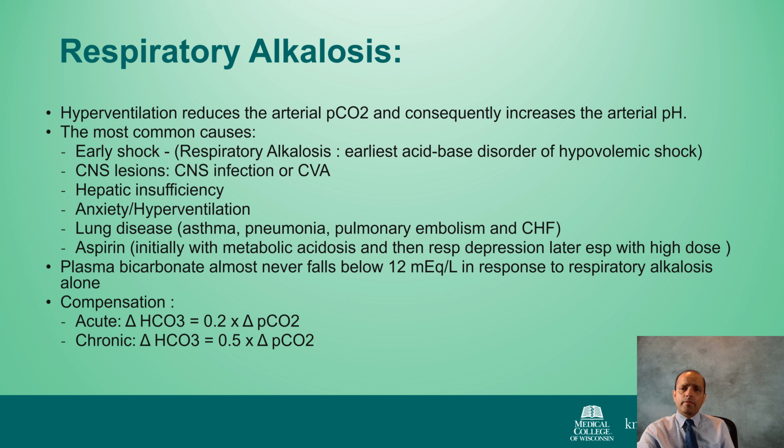And remember, bicarbonate never falls below 12 in response to respiratory alkalosis. It's not possible. So compensation for respiratory alkalosis is by metabolic acidosis. All right, so how do you compensate? How much change in bicarbonate do you expect? You multiply the PCO2 change by 0.2 if it is acute, and 0.5 if it is chronic. So that's how you calculate the compensation.